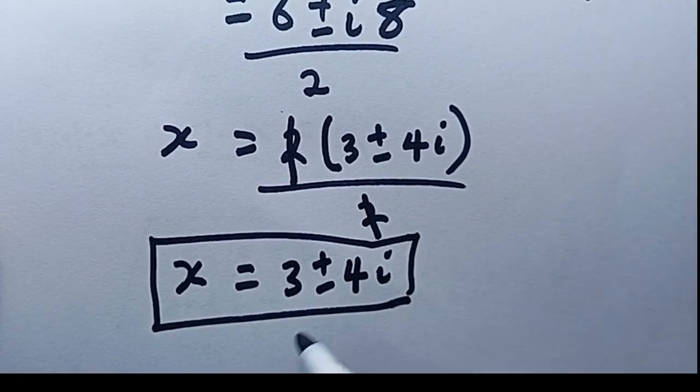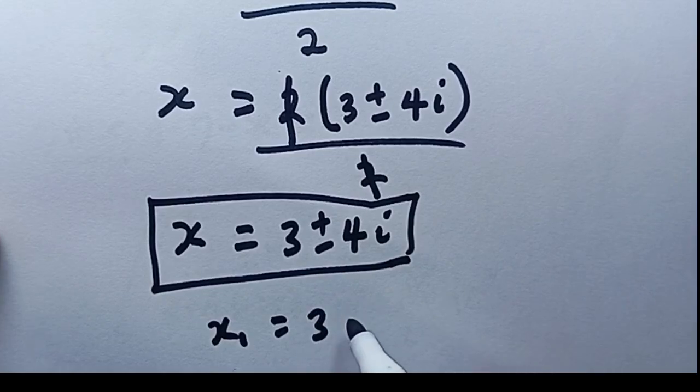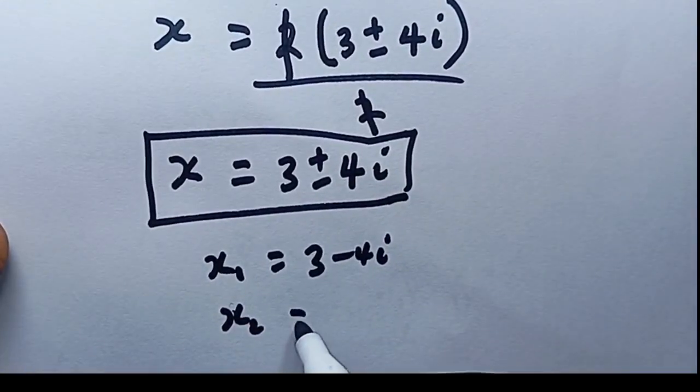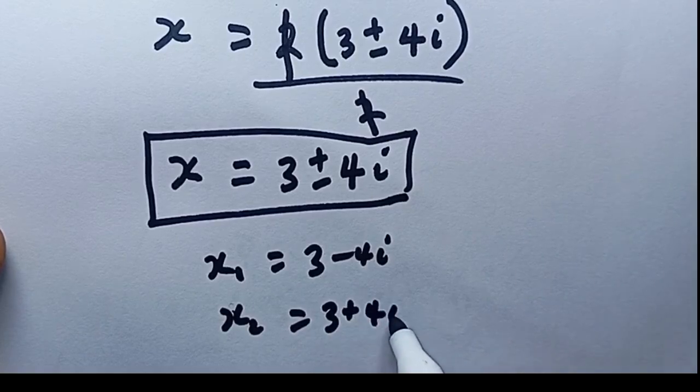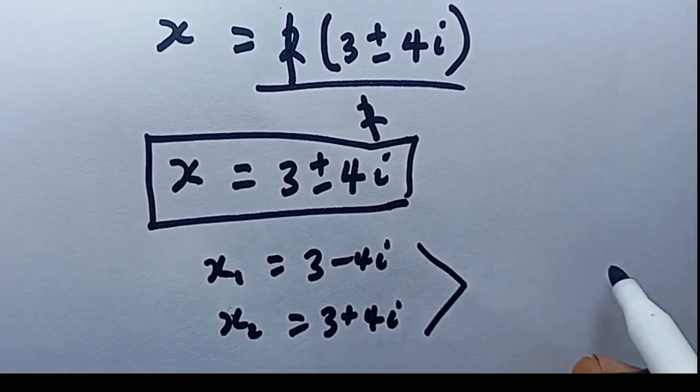And of course, when you look at this, there are actually 2 values of x. The first one, x1, is 3 minus 4i, and then x2 will now be 3 plus 4i. So these are the 2 values that will satisfy the problem we are solving.